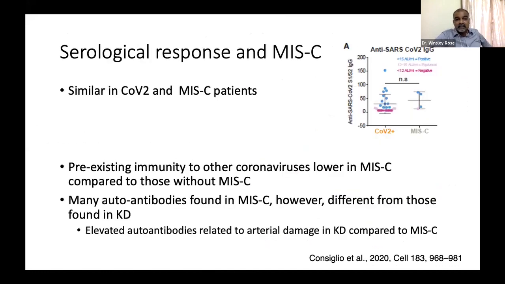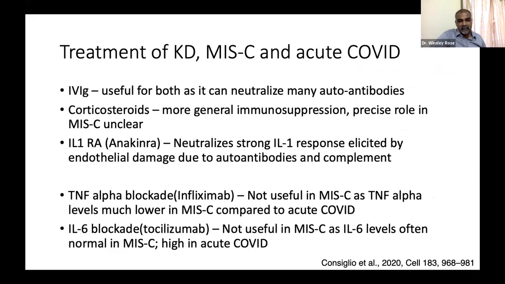Serological responses are similar in SARS-CoV-2 and MIS-C patients. There are really no differences in the serological responses between these two. But pre-existing immunity to other coronaviruses is lower in those with MIS-C compared to those without MIS-C. And there are many autoantibodies found in MIS-C, which are, however, different from those found in Kawasaki disease. And these elevated autoantibodies related to arterial damage are more in KD compared to MIS-C.